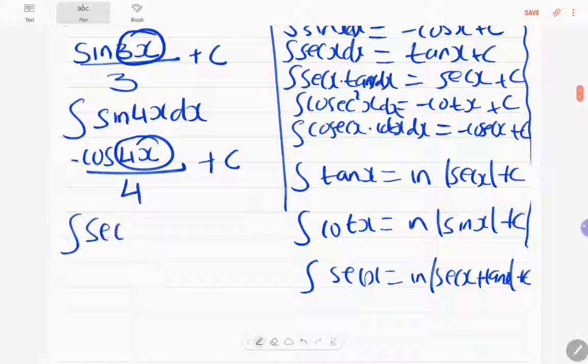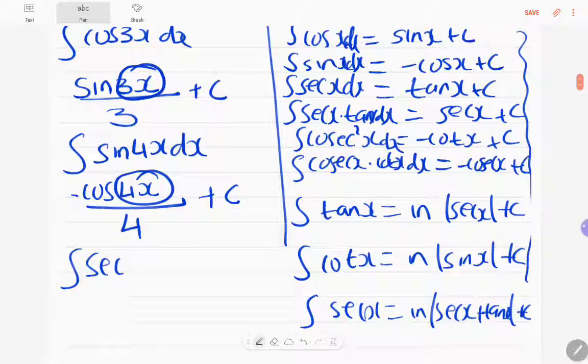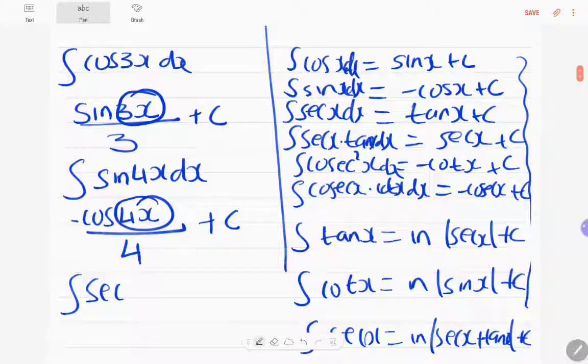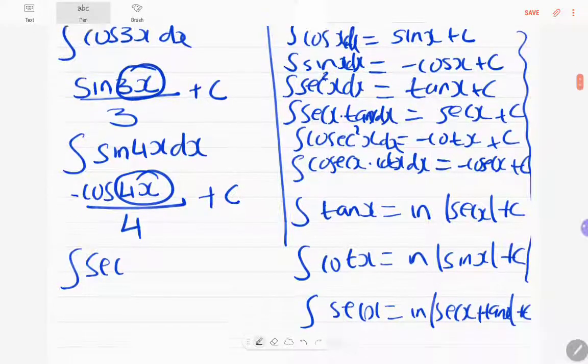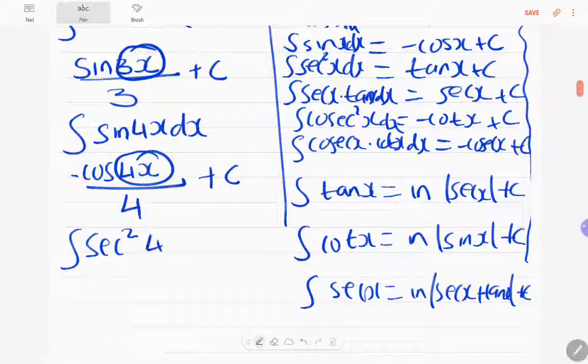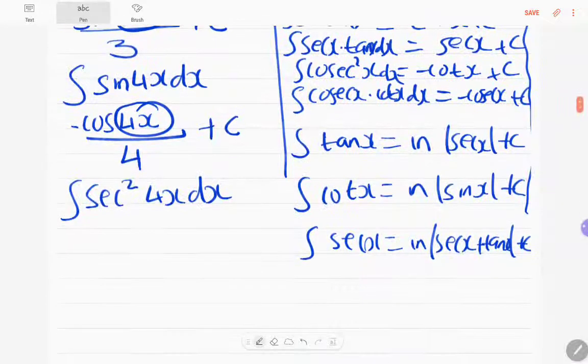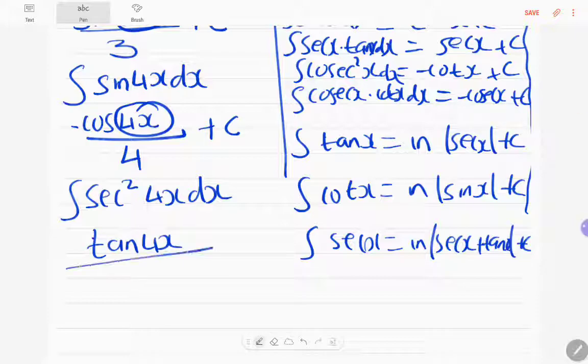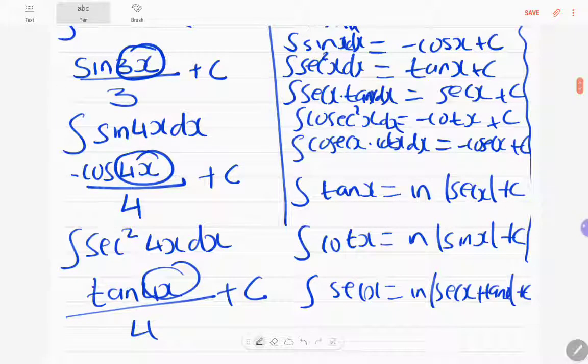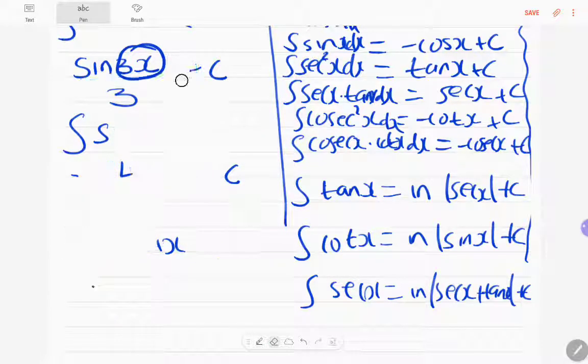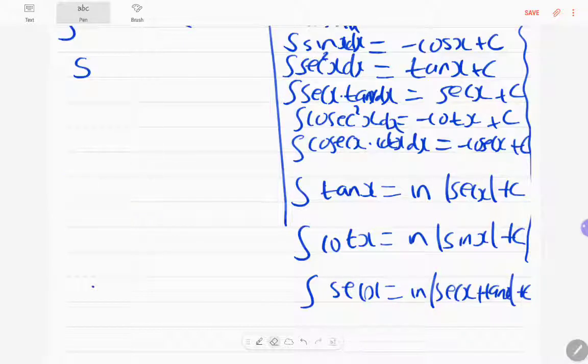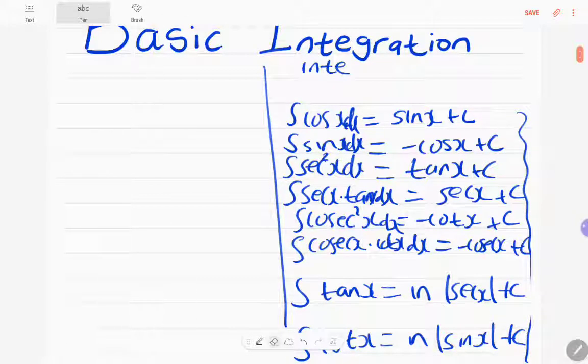Integral of sec squared 4x dx. You come and check here, it will be tan 4x. You divide by the derivative of this, which is 4 plus c. So this is how you do it. You have to check this formula. Now let us do some few examples. You can pause the video and try to check if you really understand.